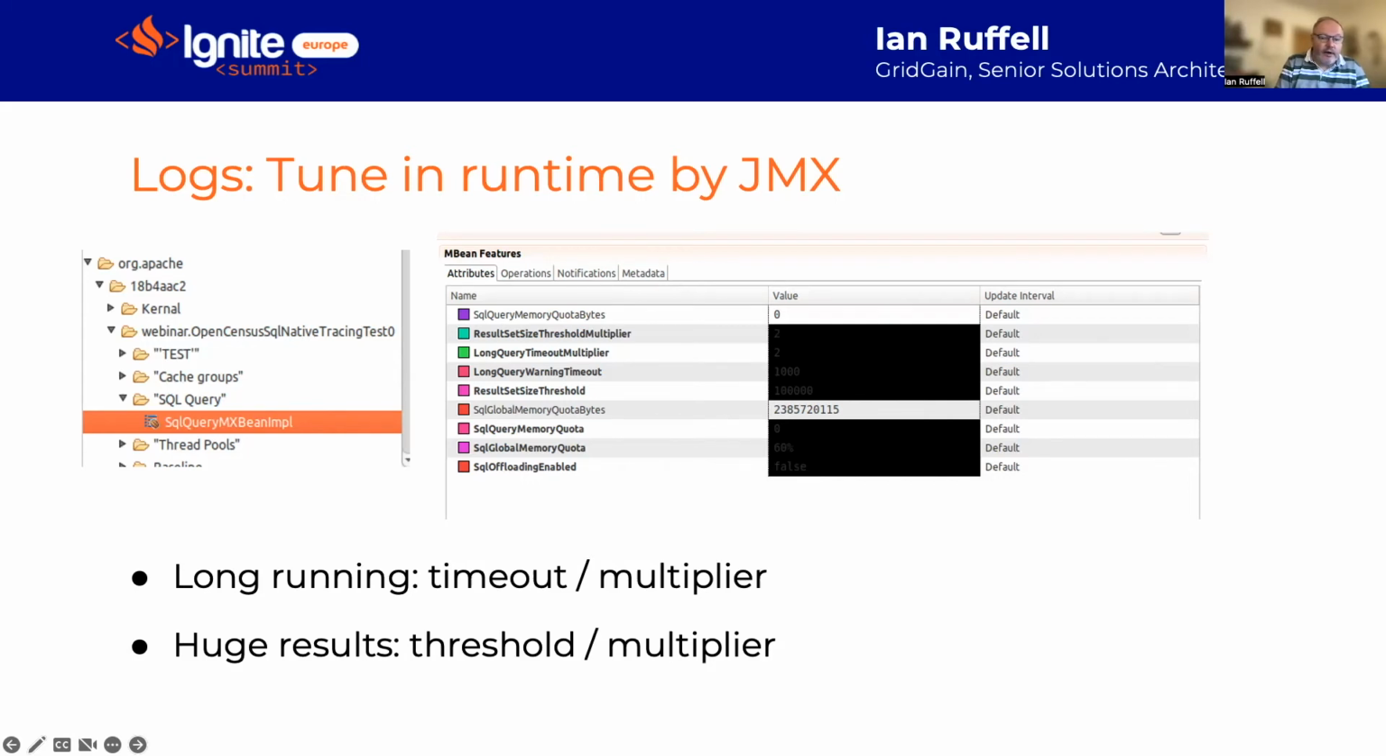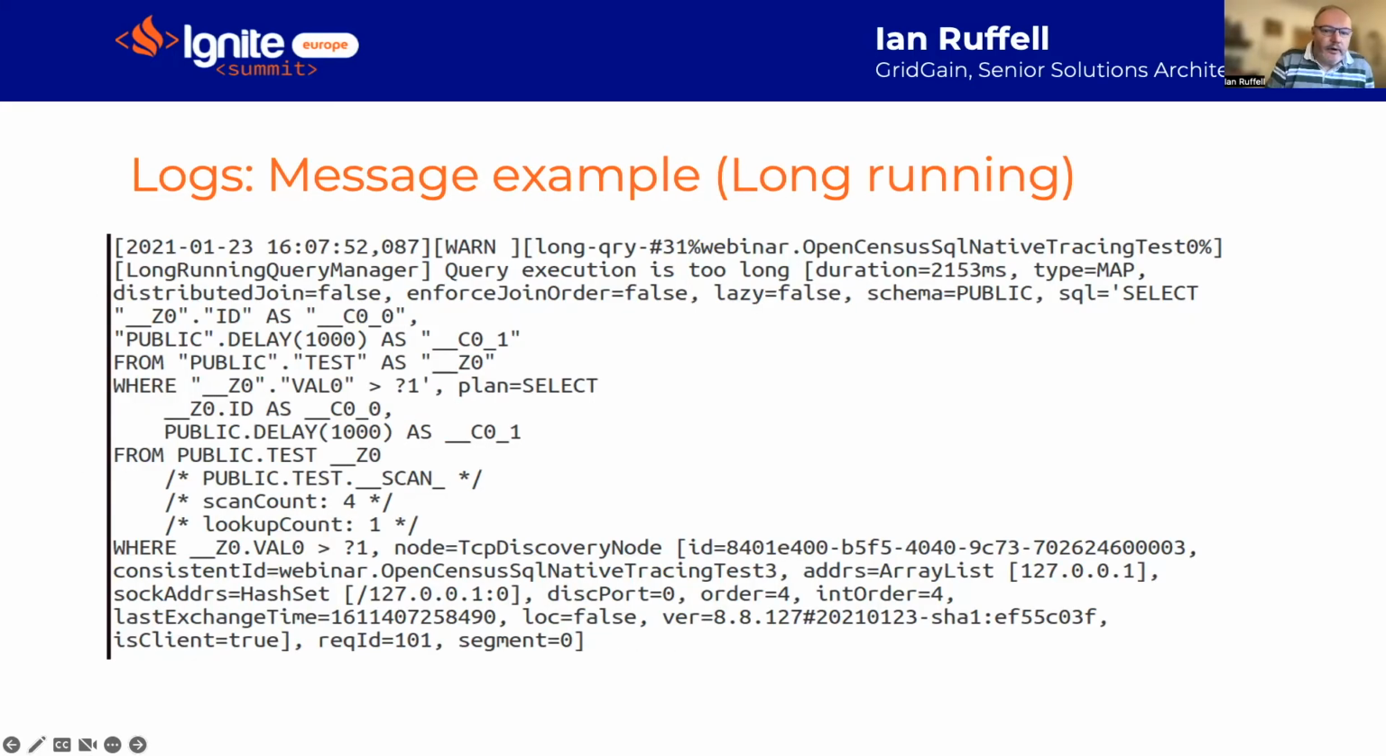A couple of ones to look at there. There's the long-running timeout multiplier, which defines how many times the messages are repeated, and the threshold for those as well. Here's an example of a long-running query message in the logs. You can see the query is taking 2 and a bit seconds. You can see the type of the query; in this case, it's the map phase. You can also see that it's not a distributed join, the enforce join order is set to false, and lazy is also set to false.